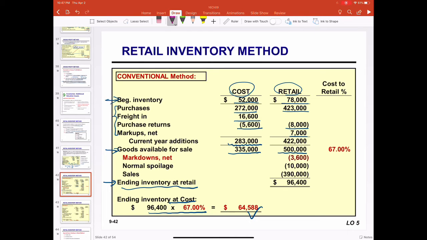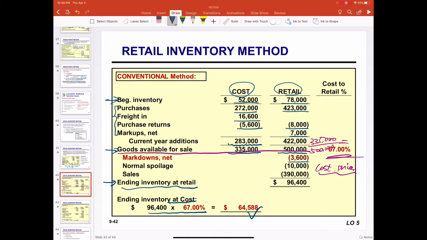These two numbers are very important. Let me use a different color. The cost is 335,000. The retail value is 500,000. It equals 67%. 67% actually shows the ratio between the cost and the price. And we also assume the relation between the cost and the sales price is stable, same as the gross profit method. Next, we subtract markdown, which decreases the retail value.